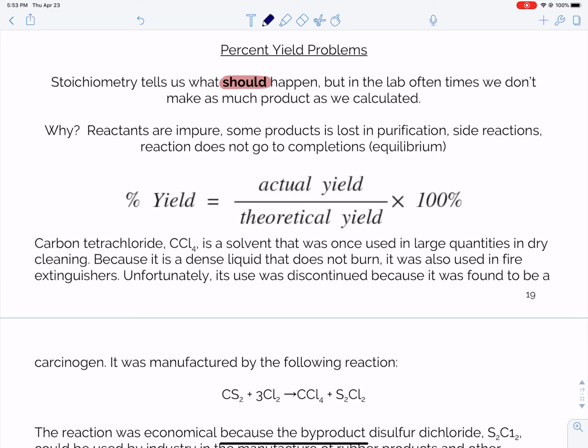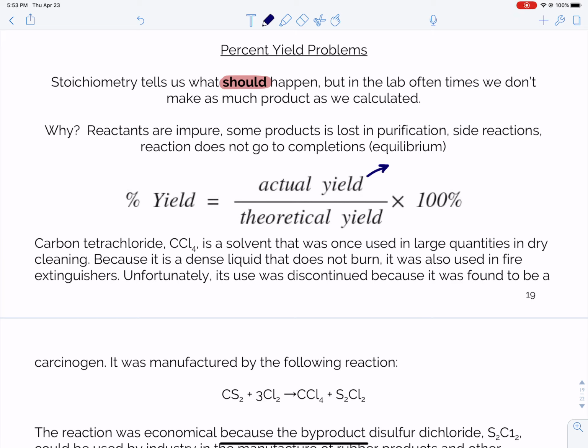Okay, so what we often will calculate is something called the percent yield, which is going to be, I made 80% of what I should have made. I made 75% of what I thought I would make. So the actual yield is what you did in the lab. So this is going to have to often be given to you.